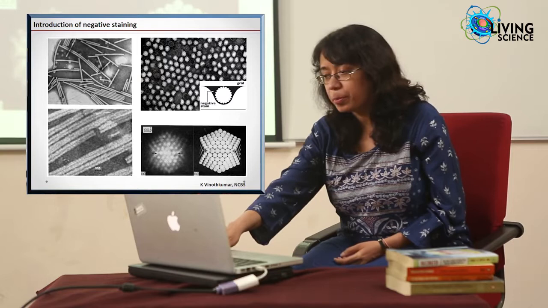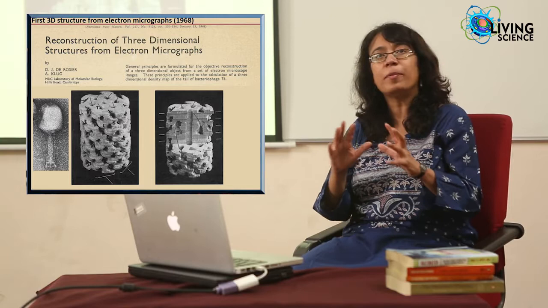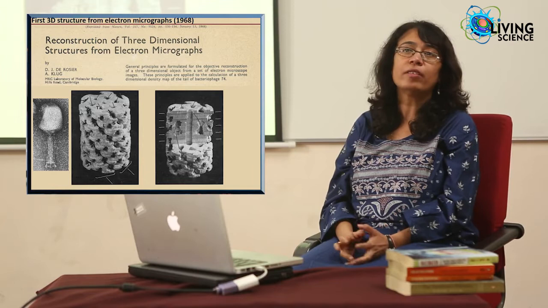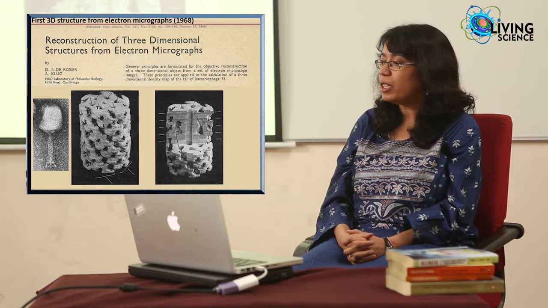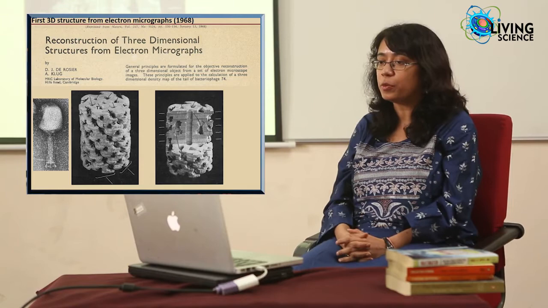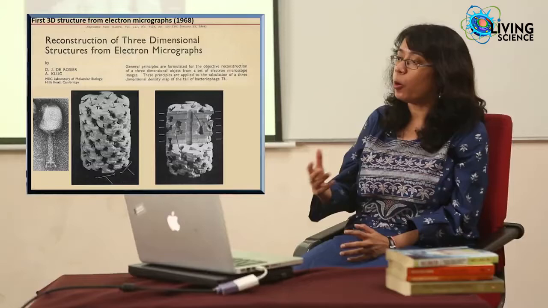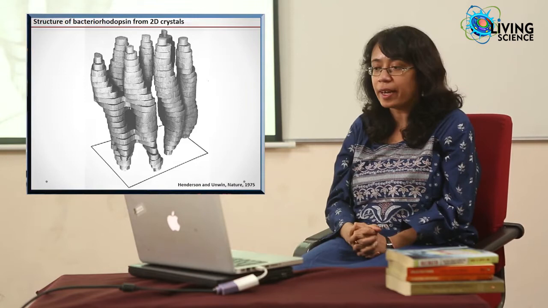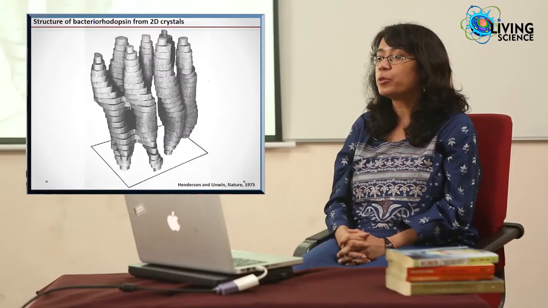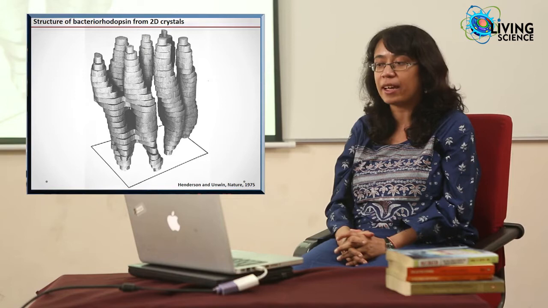At this point, people were also trying to figure out how to look at these images that are being collected in two dimensions, or 2D, and try to generate a volume density in three dimensions, or 3D. And one of the first works in this field was by David DeRosier and Aaron Klug, who could reconstruct the bacteriophage T4 tail structure from 2D electron micrographs. Another seminal work in this field was carried out by Henderson and Nigel Unwin, who looked at the structure of bacteriorhodopsin, which is the light harvesting complex in bacterial membranes. So they generated this 3D volume density from 2D crystals at 7 angstrom resolution.